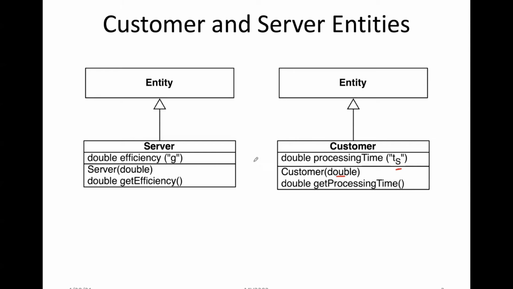Now for the server, our servers are going to be entities as well, and what they have is an efficiency. Again, we're going to have that as a double instance variable in our server. We're going to pass it into the constructor, and then just have a getter because that's all we need for it. Okay, so now our customers are entities, subclasses, and our servers are entities, subclasses.